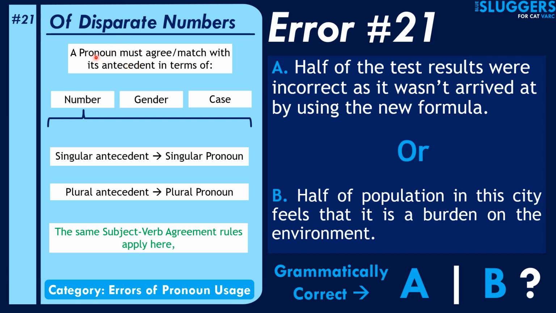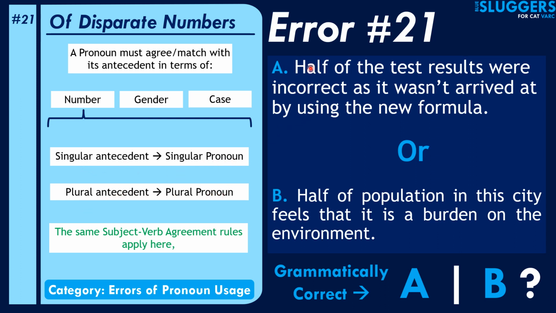So the way a verb agrees with its subject, similarly a pronoun must agree with its antecedent, and there are three parameters for that agreement. The first is number. If you have a singular antecedent, like in our example, Rahul, you need to have a singular pronoun. You cannot have they, you'll have to use he. So the first parameter is number, which we'll discuss here. If singular antecedent, singular pronoun; plural antecedent, plural pronoun.